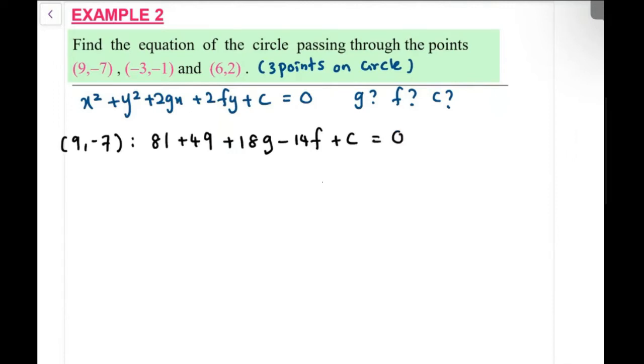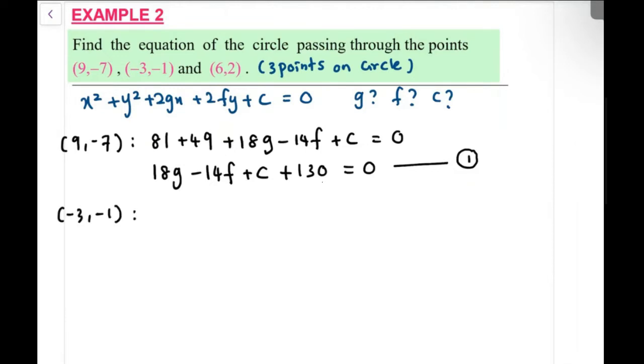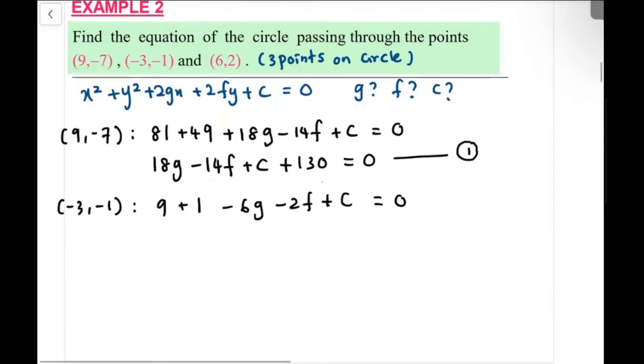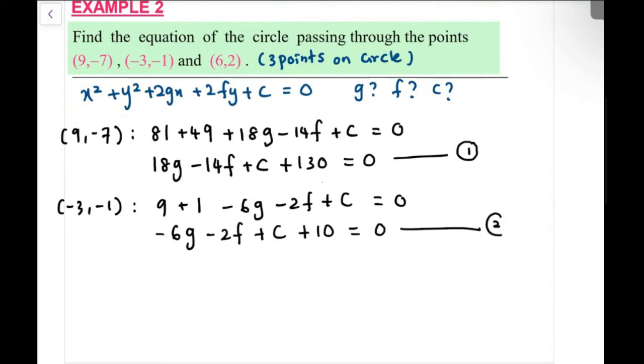We can simplify this to make sure everything is in simplest form. So I rewrite it as 18g minus 14f plus c plus 130 equal to 0. And that's going to be the first equation. Repeat now for the second point. So we have (-3, -1) as a second point. So substitute this into the general formula. We will have 9 plus 1 minus 6g minus 2f plus c equal to 0. So simplify this. We have -6g minus 2f plus c plus 10 equal to 0. And that's going to be our second equation.